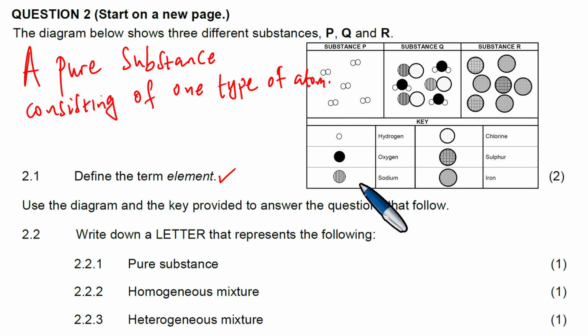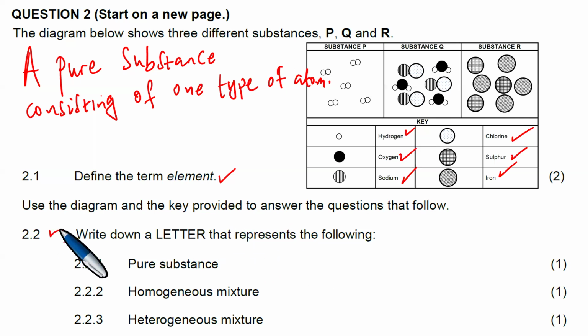Like what? Like oxygen, like sodium, like hydrogen, like chlorine, sulfur, iron, you name it. These are elements. And those elements are found in the periodic table. The periodic table we were looking at a couple of seconds ago is nothing other than the periodic table of the elements we studied in chemistry. The next point: use the diagram and the key provided to answer the questions that follow.